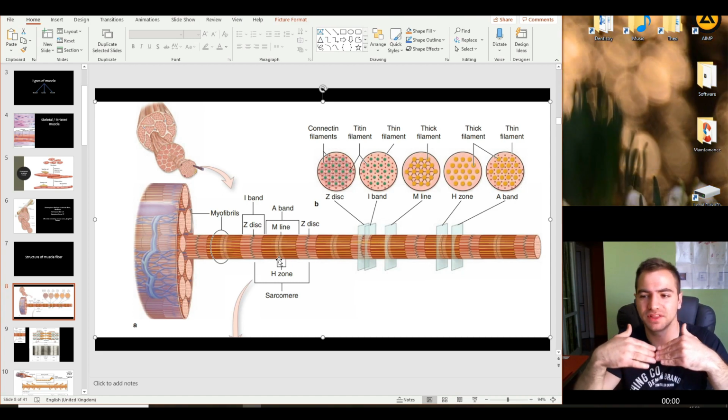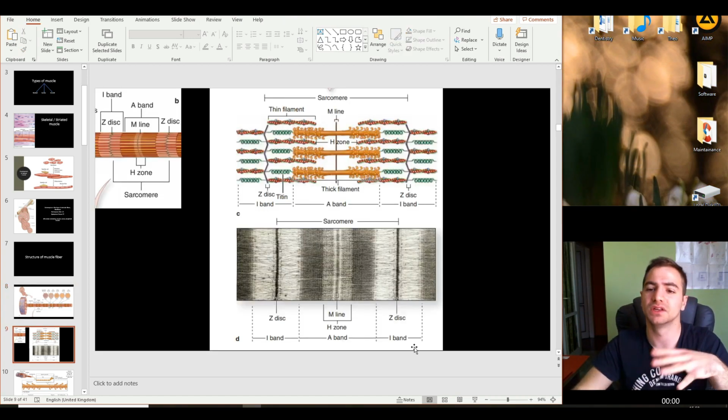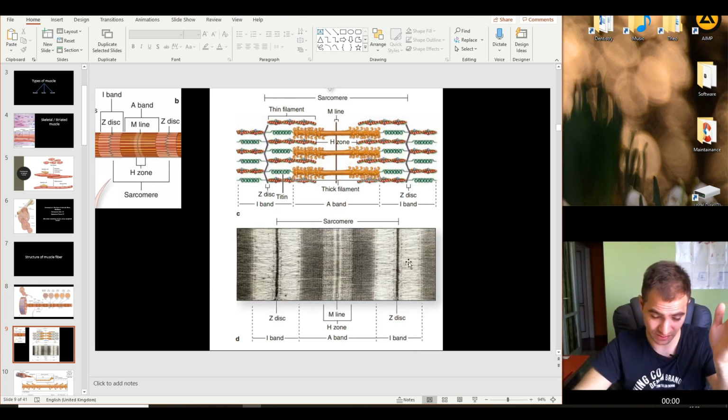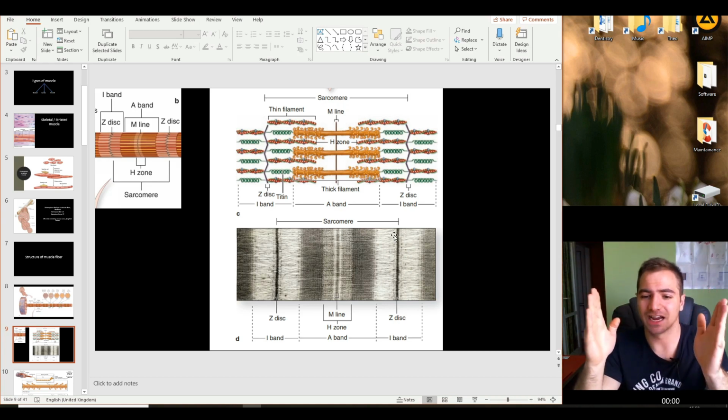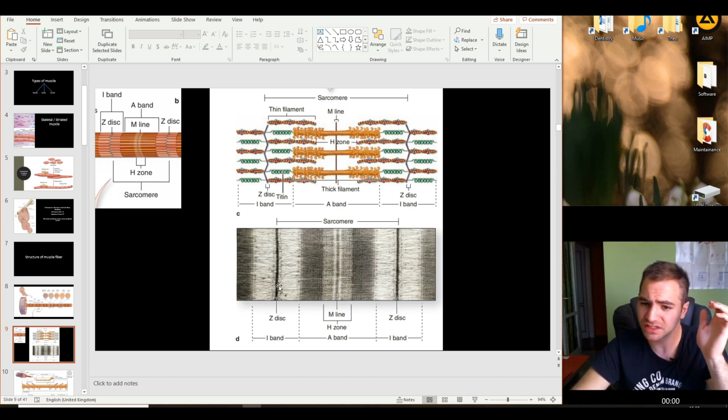Again, do not think that this is a functional classification. This is only visual. This is exactly why you have this classification, because in this microscope specifically, we can see these specific lines, the Z discs, clearly seen. This is part of the I band. This is the full I band, of course. So I band, Z disc, A band, and M line.